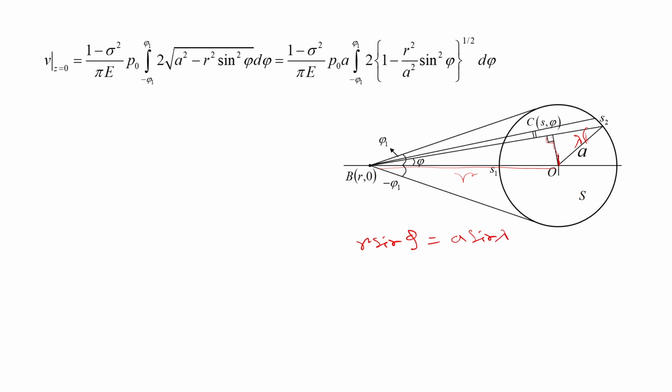So, you see this is interesting here, that when this angle phi goes to phi 1, that means this point will go to here, and so therefore, this will go to here, and this is tangent. So, this angle is actually pi by 2.